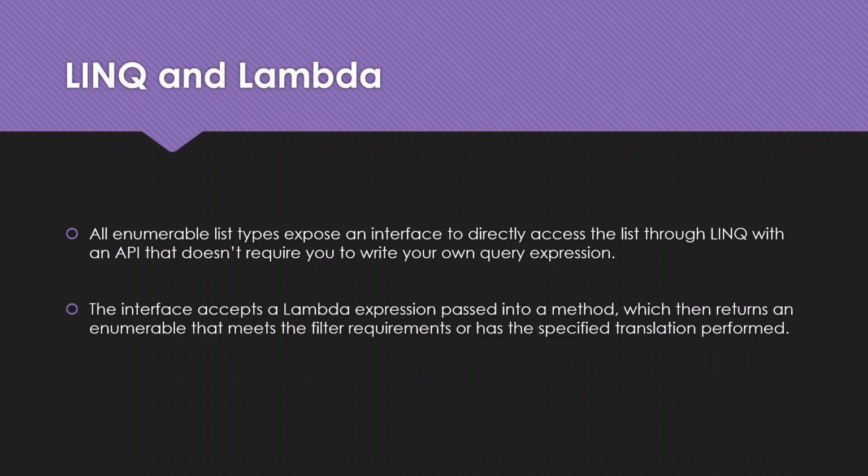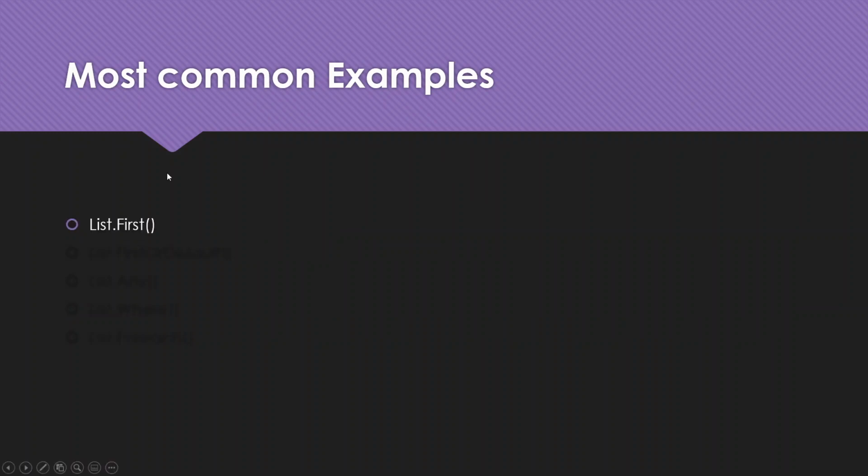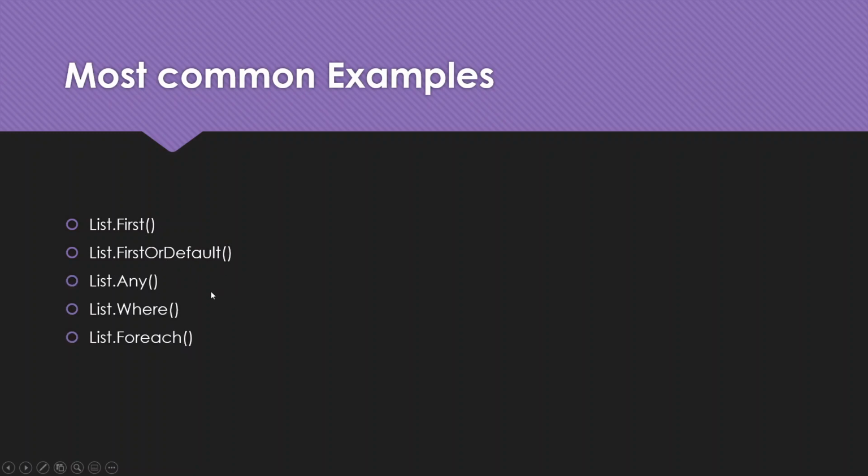The way this works is you pass a lambda expression into those methods, and those methods allow you to order by specific properties, select specific properties, or filter based on specific properties, and you don't have to remember LINQ expression syntax. You only have to remember the method names, and then the expressions will look much more similar to standard C# syntax. Some examples are list.First, FirstOrDefault, Any, Where, ForEach. And we've gone through a lot of these.